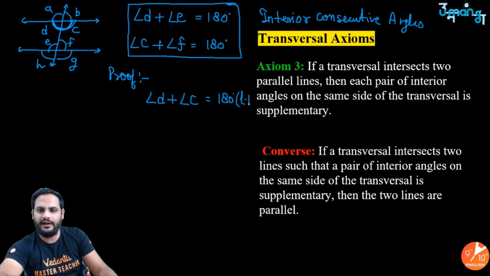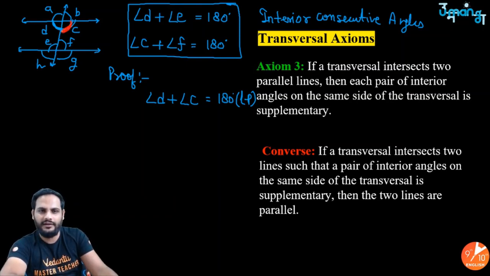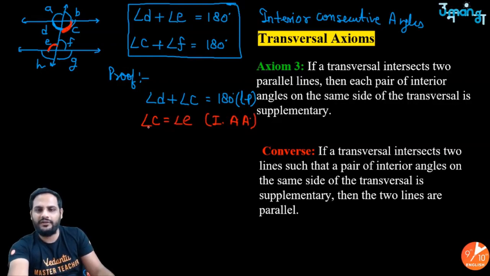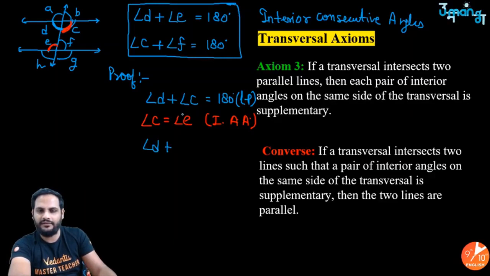The reason is they are a linear pair, right? Second thing I can say, sir, angle C and angle E will be equal to each other, because they are your interior alternate angles. So in place of angle C I can write angle E, because they both are equal to each other. So I have got my proof that angle D plus, in place of angle C write angle E, so angle D plus angle E is 180 degrees.